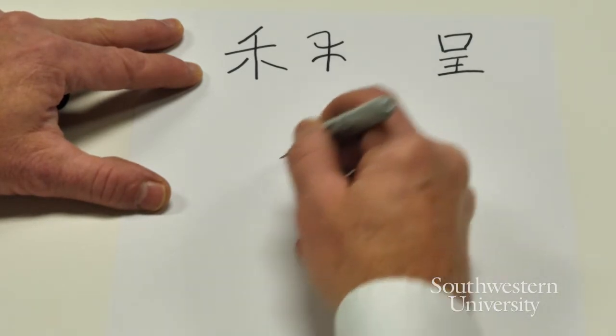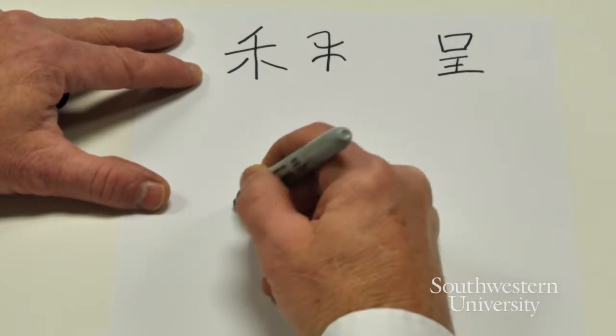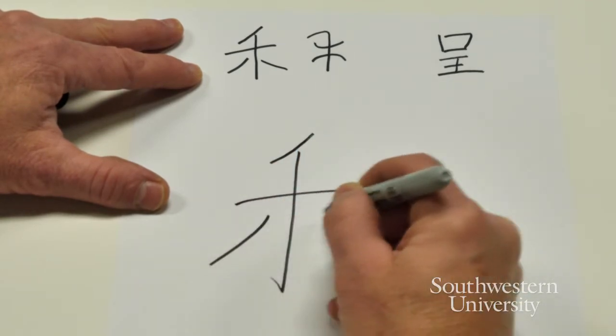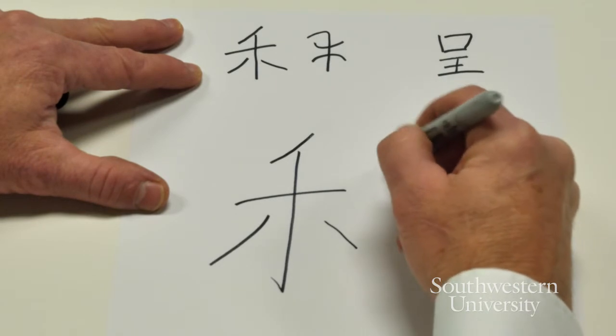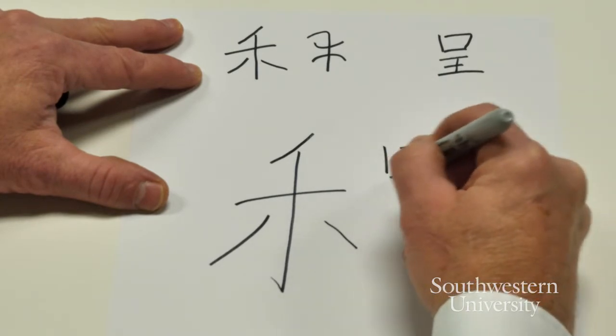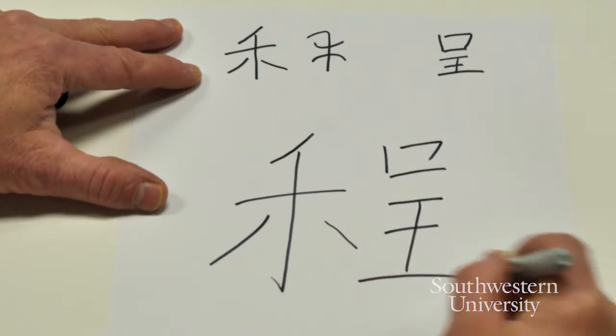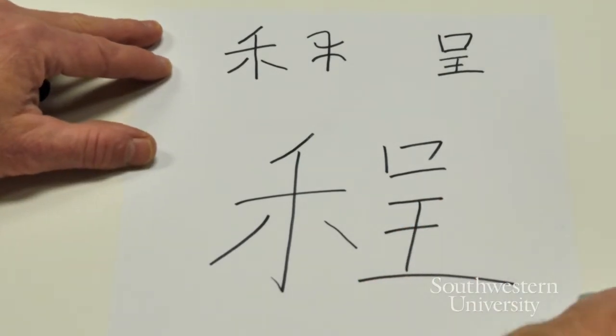Pierre, hung, shu, go, pierre, dian, and then the mouth, shu, hung, ja, hung, shu, hung, chung.